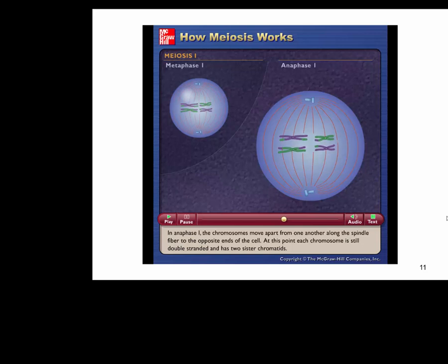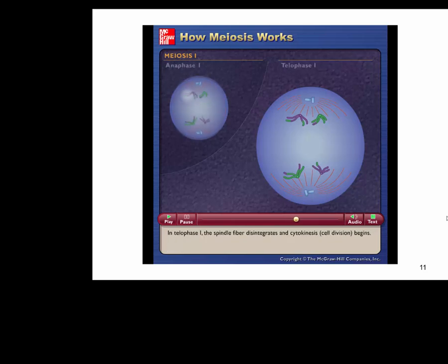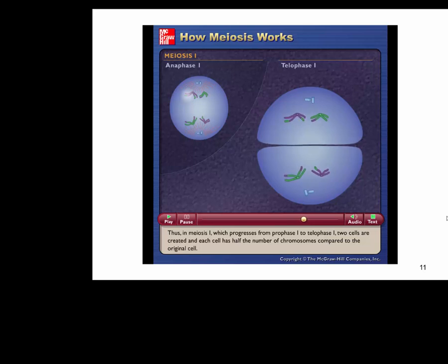In anaphase 1, the chromosomes move apart from one another along the spindle fiber to the opposite ends of the cell. At this point, each chromosome is still double-stranded and has 2 sister chromatids. However, we are separating homologous chromosomes into 2 different cells, so that each new cell will have only one member of the homologous pair and will be haploid. In telophase 1, the spindle fiber disintegrates and cytokinesis, cell division, begins. Thus, in meiosis I, which progresses from prophase I to telophase I, two cells are created, and each cell has half the number of chromosomes compared to the original cell.